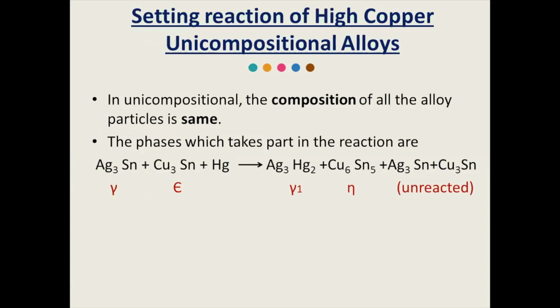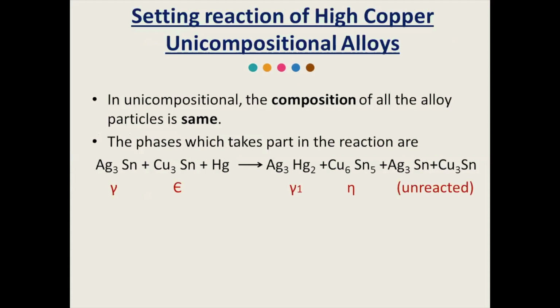Now as I said, as compared to admixed alloy, each particle of single composition alloy powder has the same chemical composition. Every particle has all the phases. It includes the beta phase, gamma phase, epsilon phase. Some manufacturers also add the eta phase. Now epsilon phase is added to provide the additional copper.